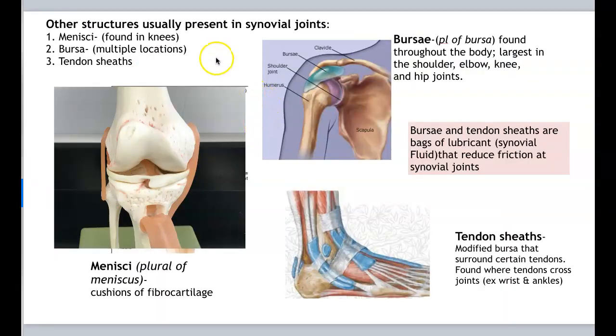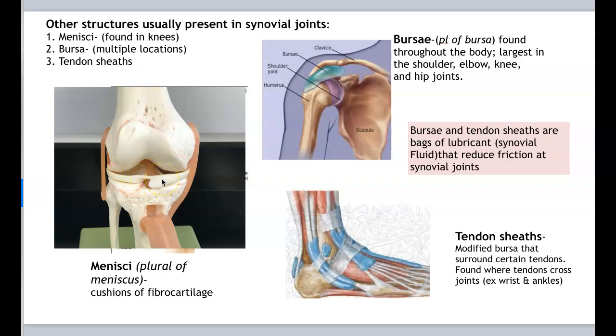Other structures that can be present in synovial joints are going to be menisci. They're found in the knee joint. We have talked about this before. This is the meniscus. We have a medial and lateral meniscus. Menisci is plural. This is a fibrocartilage pad that is in between the two articulating bones of our knee, the femur and the tibia. This is still hyaline cartilage, so we still have our articular cartilage here and articular cartilage in the tibia, but we have an extra fibrocartilage pad in there too.